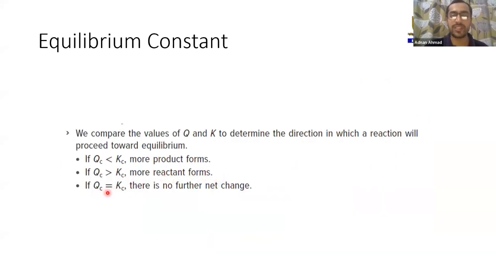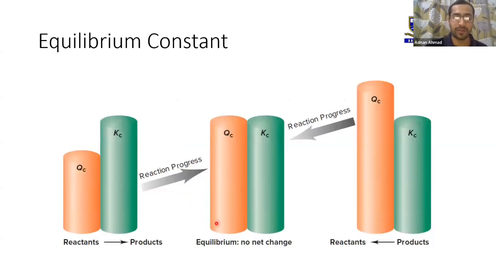And if QC is equal to KC, when we have these two values equal to each other, the reaction will be at chemical equilibrium, and no change will take place in either the reactants or the products. If you look here, it is written: no net change. You can get these questions as multiple choice questions, as critical response questions, or as extended response questions.